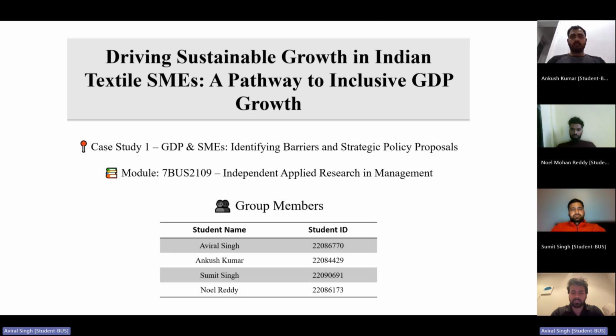The presentation is structured across multiple dimensions, such as problem definition, theoretical frameworks, data insights, practices, and both short and long term recommendations. We believe this issue matters not just for India's economic development, but also for environmental sustainability and social inclusion. So let's dive into the context and set the stage.